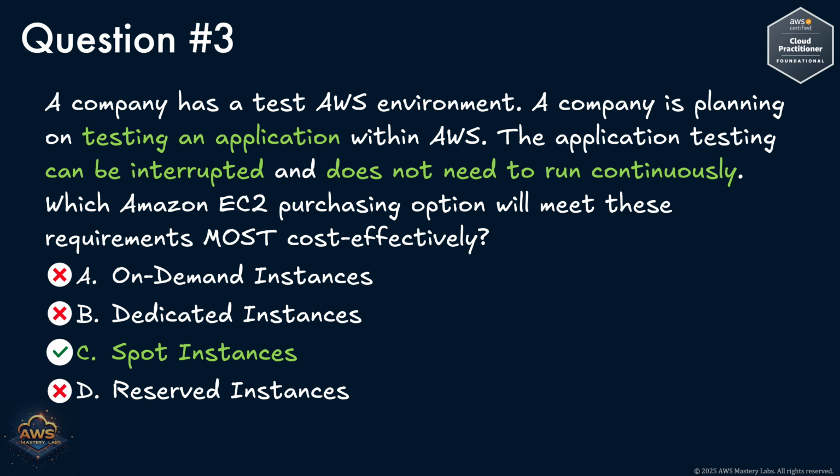Option C, spot instances. This is exactly what we're looking for. Spot instances let you use unused EC2 capacity for up to 90% less than on-demand pricing. The trade-off? AWS can reclaim the instance at any time with a 2-minute warning. That's practically the textbook definition of a spot workload. Non-critical, transient, cost-sensitive, perfect for spot pricing. Option C is correct, because spot instances are the most cost-effective option for this kind of test scenario.